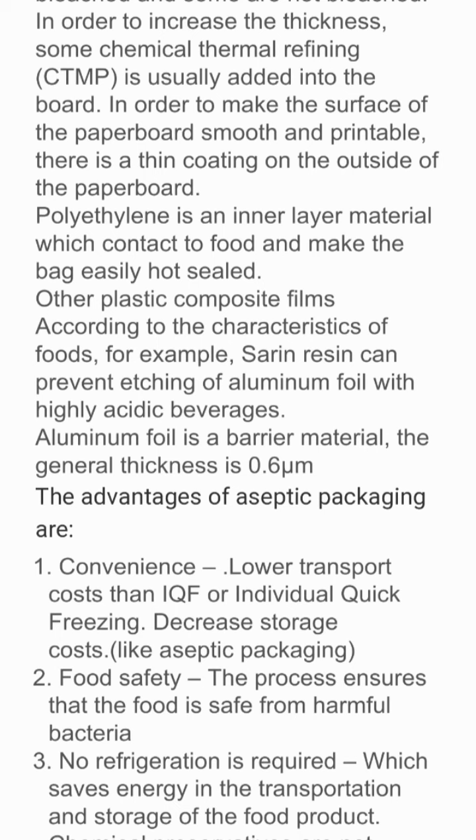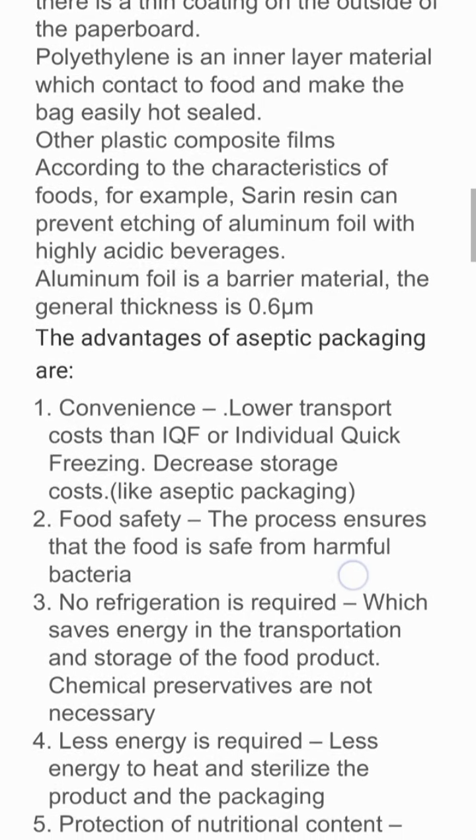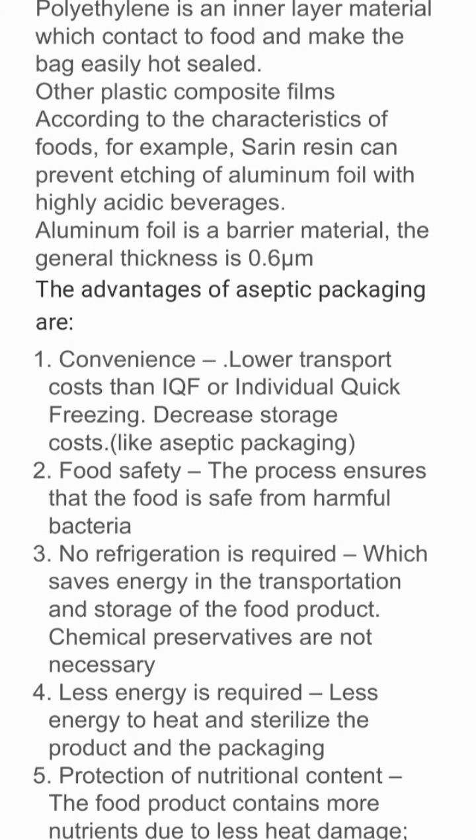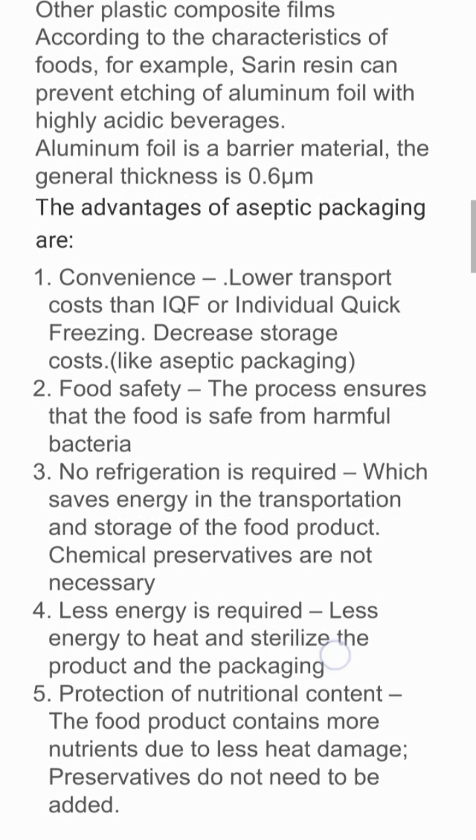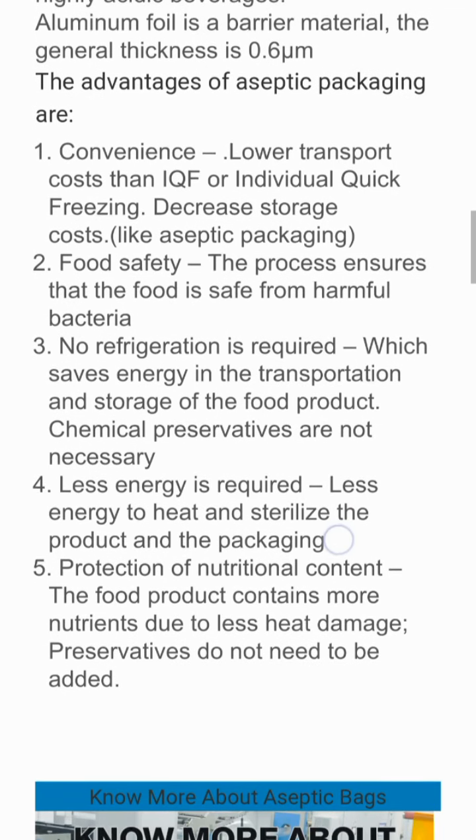In order to make the surface of the paperboard smooth and printable, there is a thin coating on the outside of the paperboard. Polyethylene is an inner layer material which contacts the food and makes the bag easily heat sealed. Other plastic composite films are chosen according to the characteristics of the foods, for example, surlyn resin can prevent etching of aluminum foil with highly acidic beverages. Aluminum foil is a barrier material, the general thickness is 0.6 micrometer.